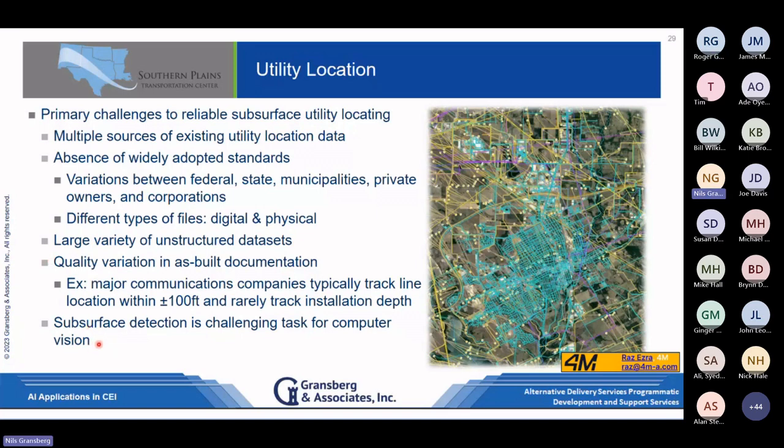The last one here is doing subsurface detection. It's a challenging task for computer vision. It can be done. It's called photogrammetry. There's a whole bunch of applications for it, but even so, it's one tool that's still very challenging, looking at images to try to figure out where things are. So 4M developed, and they're really the only one on the market that does this right now, and their goal is to be like the Google Maps of subsurface utilities.